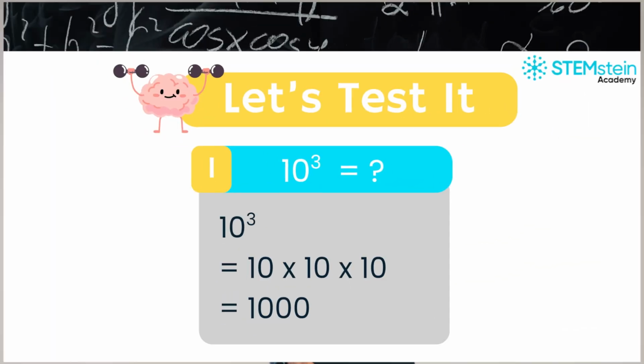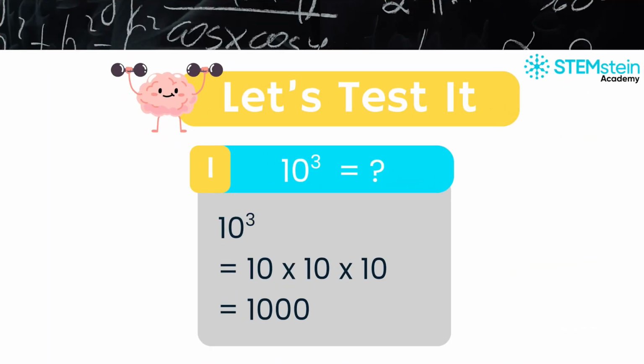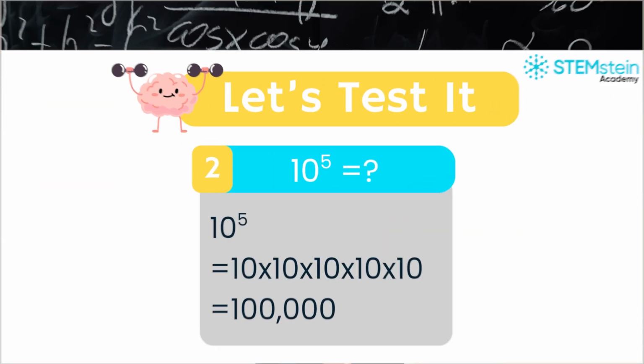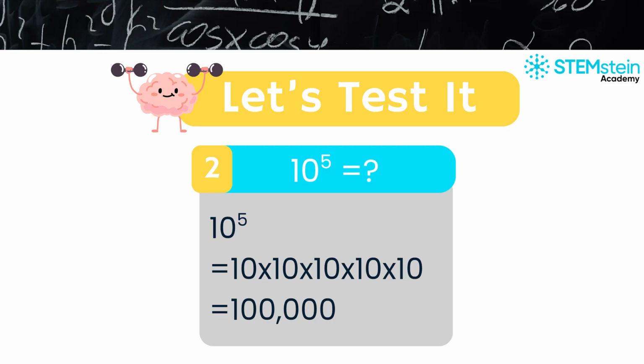For the first one, let's do 10 to the power of 3. The exponent is 3 and the base is 10, so we know we're multiplying 10 by itself 3 times. We evaluate this and we get 1,000. So now when we do the second example with 10 to the power of 5, the exponent is 5, so we're multiplying 10 by itself 5 times. And this gets us 100,000.